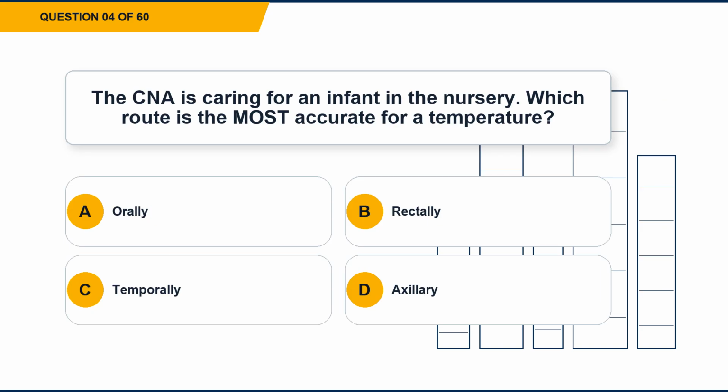Question 4. The CNA is caring for an infant in the nursery. Which route is the most accurate for a temperature? Option A, orally. Option B, rectally. Option C, temporally. Option D, axillary.